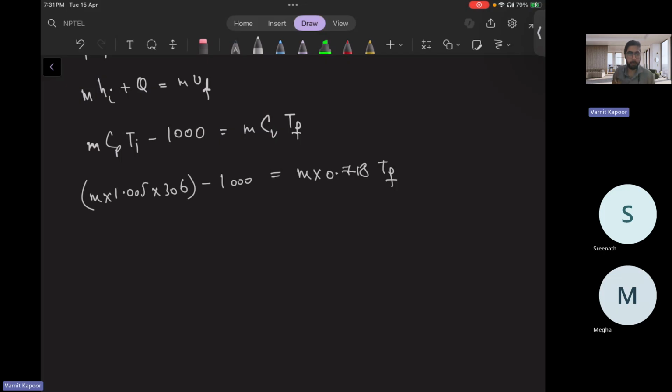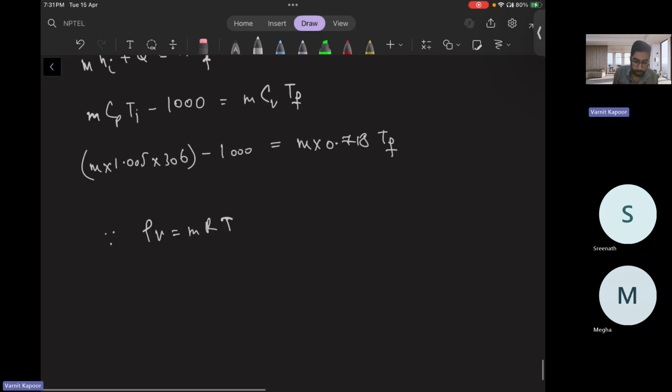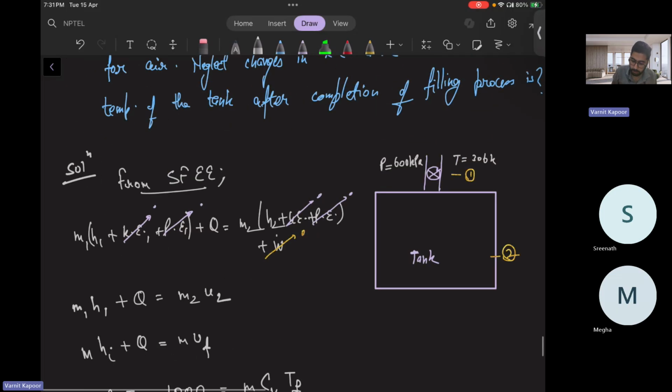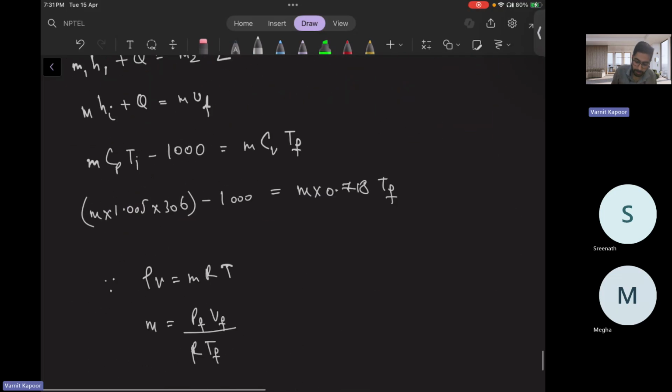So currently M and T final both are unknown to you. Now let us get the mass. Since PV is equal to MRT, for the final situation, whatever the volume of the tank is, M is P final V final by R T final. So what is the final pressure? 600 kilopascal, whatever the pressure is maintained in the pipeline.